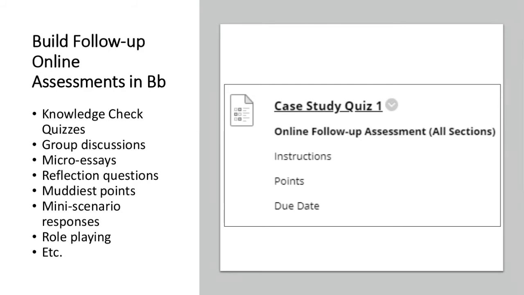Any scenario responses, the case studies, the role playing, it could be through a discussion board. You assign everybody a different role and they respond to how in that role they would apply what they're learning. But these are not meant to add additional work to anybody, to you or to them. And honestly, anytime that you can have Blackboard grade something for you, even if it's little knowledge checks, let Blackboard do that for you.